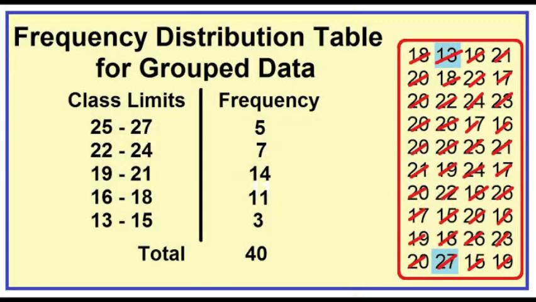You said the range is the difference between the highest and the lowest in a class limit. So in this yellow image, the frequency distribution table for grouped data, what would be the range? Would it be 2 or 3? Because there are 25, 26, 27. I'm talking about the upper class limit. So what would the range be?